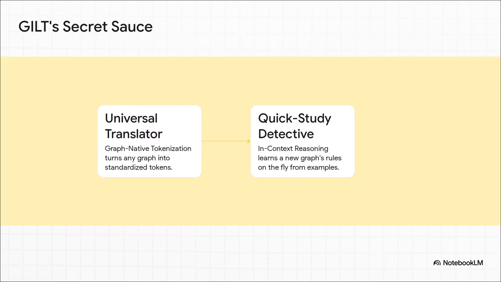So how does it do it? What's the secret sauce? Well, it's a brilliant two-step move. First, GILT acts like a universal translator. It has this process called graph native tokenization, which basically takes any graph's unique, weird language and turns it into a standard set of tokens, a language everyone can understand. Then, step two, it becomes this amazing quick study detective. It has what's called an in-context reasoning transformer that can just look at a few examples from a new graph and bam, it learns the rules on the fly. No retraining needed. It just gets it.